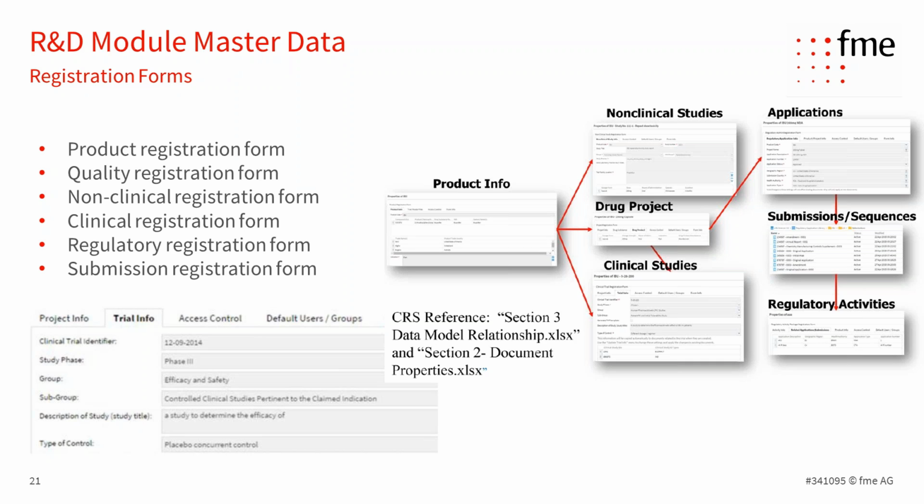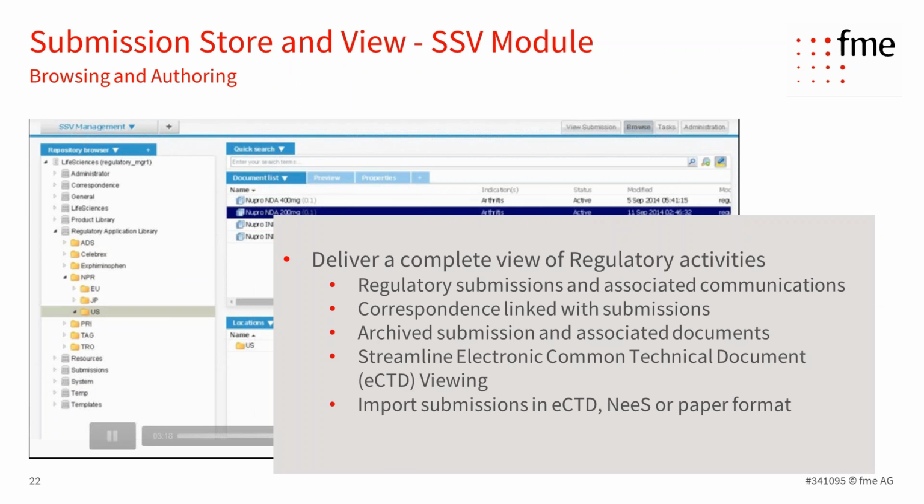So you have that correlation between your authored content all the way through your submitted content, as well as the ability, which I'm going to show you in a moment, of the submission store and view module. So your published output would be loaded into the suite so that you can navigate your eCTDs or your published output. And I have a few screenshots that give you what that looks like, which segues me perfectly into SSV.